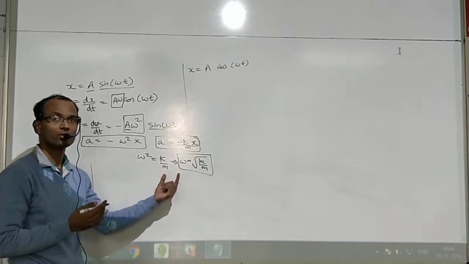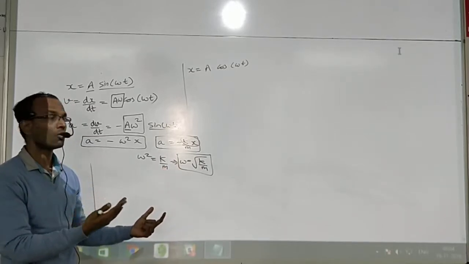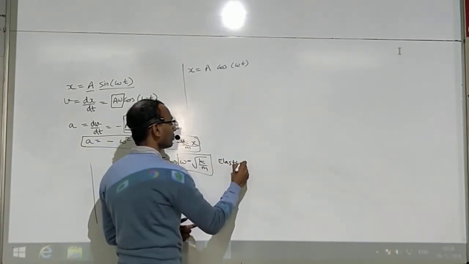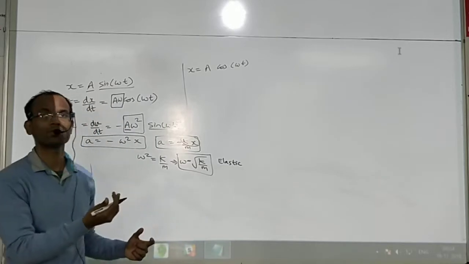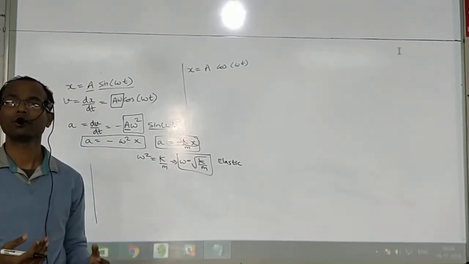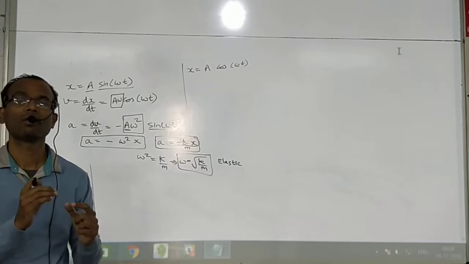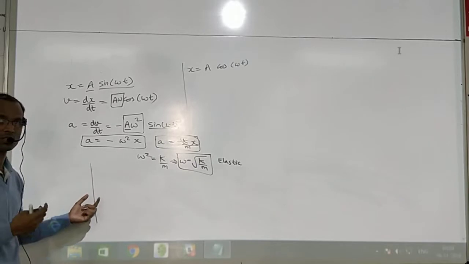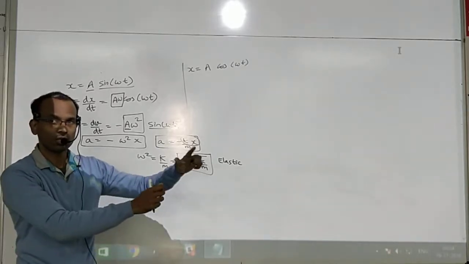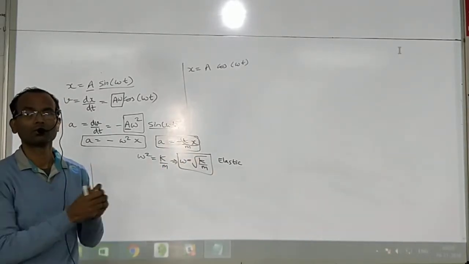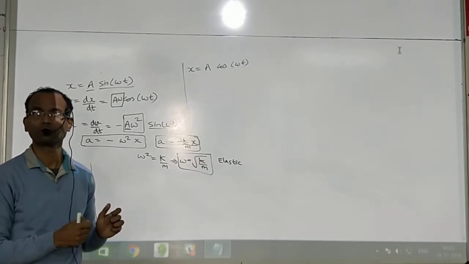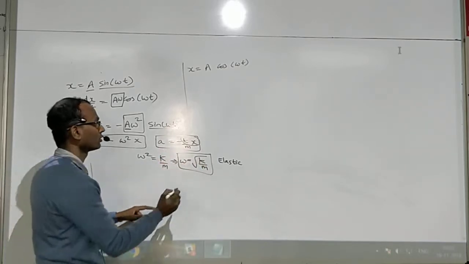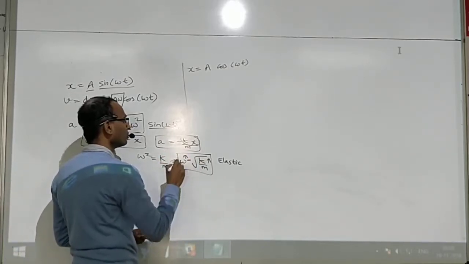How omega tells you how fast it oscillates. How fast it oscillates depends on the elasticity of the medium or the elastic property of whatever object is oscillating. Elasticity means the ability to come back to the equilibrium position when the deforming force is removed. So if the spring is very stiff, when you remove the deforming force, it will come back very quickly, so the oscillation will become very fast. So if the stiffness constant is more, omega is more.